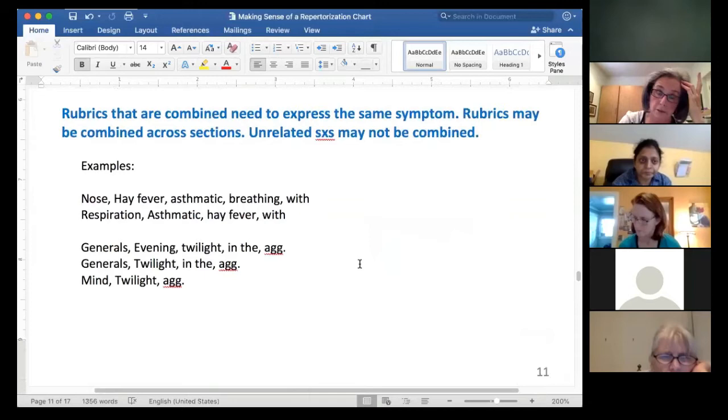So nose, hay fever, asthmatic, breathing with, and respiration, asthmatic, hay fever with, you know, I would argue those are pretty similar. And then this twilight one, generals, evening, twilight in the ag, generals, twilight in the ag, mind, twilight, ag, pretty much the same rubric. So those you would want to combine.